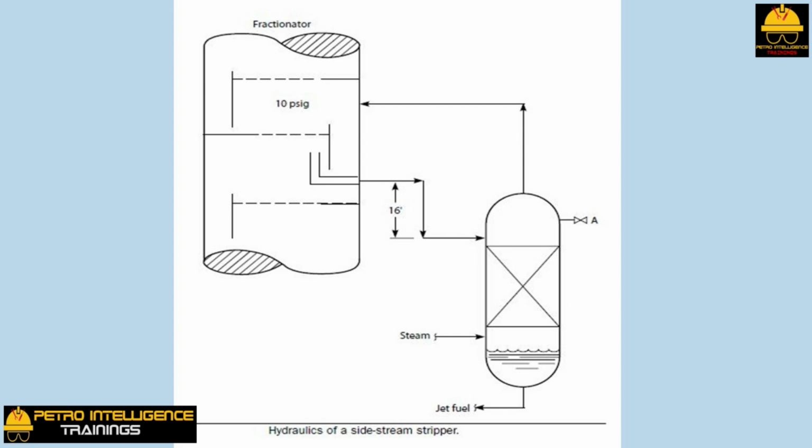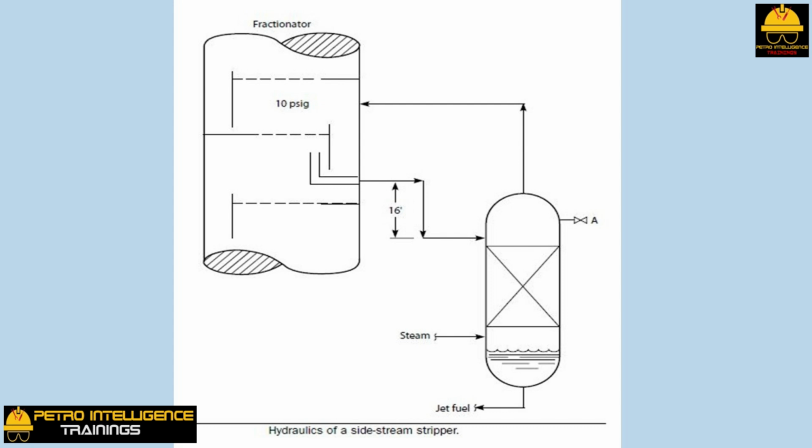The pressure at point A in the picture was 13 psig. This means that the pressure drop in the vapor line from the stripper back to the fractionator was 3 psig. In order for the unstripped jet fuel to flow out of the lower pressure fractionator and into the higher pressure stripper, it had to overcome this 3 psig pressure difference. The 16-foot elevation difference between the draw-off nozzle on the fractionator and the stripper inlet provided the necessary liquid head driving force. Let us assume that the specific gravity of the unstripped jet fuel was 0.59.